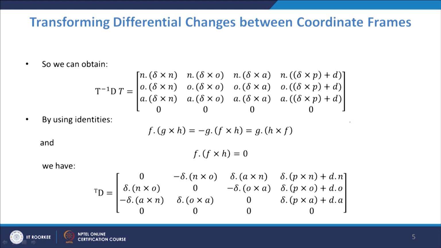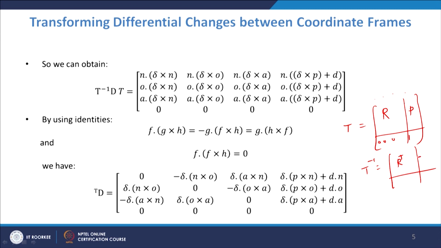It is because the T inverse, if T is given by the rotation matrix, the 3 by 3 R, and then P vector, 0 0 0 1, where R contains the first column as n, o, a, and this is P as shown earlier. So, the T inverse, if you recall, is nothing but R transpose, the 3 by 3 matrix, and minus R transpose into P vector, then 0 0 0 1.